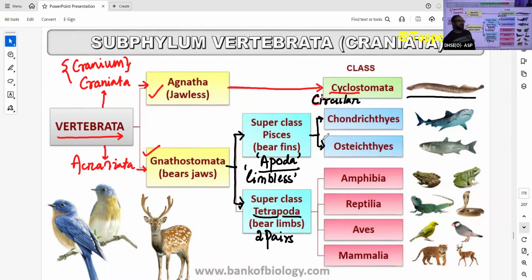The vertebral column is the basis or characteristic of the subphylum Vertebrata. On the basis of the type of vertebral column, or the skeletal system, the bony or cartilaginous skeletal system, we can classify the superclass Pisces into two subcategories. One is Chondrichthyes, that is cartilaginous.